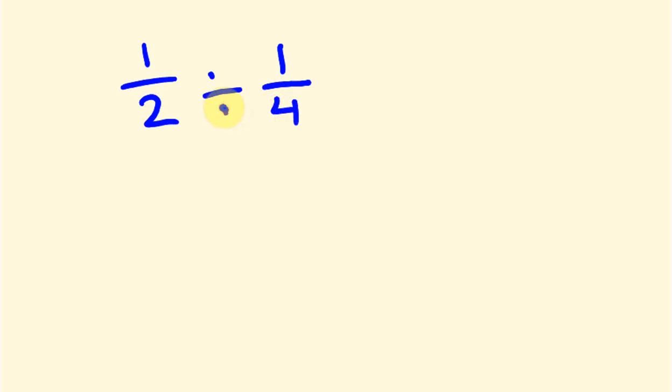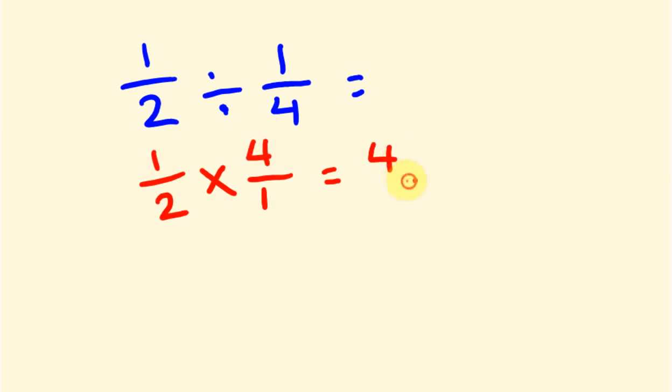Okay? So the way that we do this is as follows. We start with our half. We're going to change this to times, and flip these over, so this will become 4 over 1. I apologise about that, I'm making a mistake there, because this is a 1, so it goes down here. So 1 times 4 is 4, and 2 times 1 is 2. So 4 over 2, 4 divided by 2 is 2.